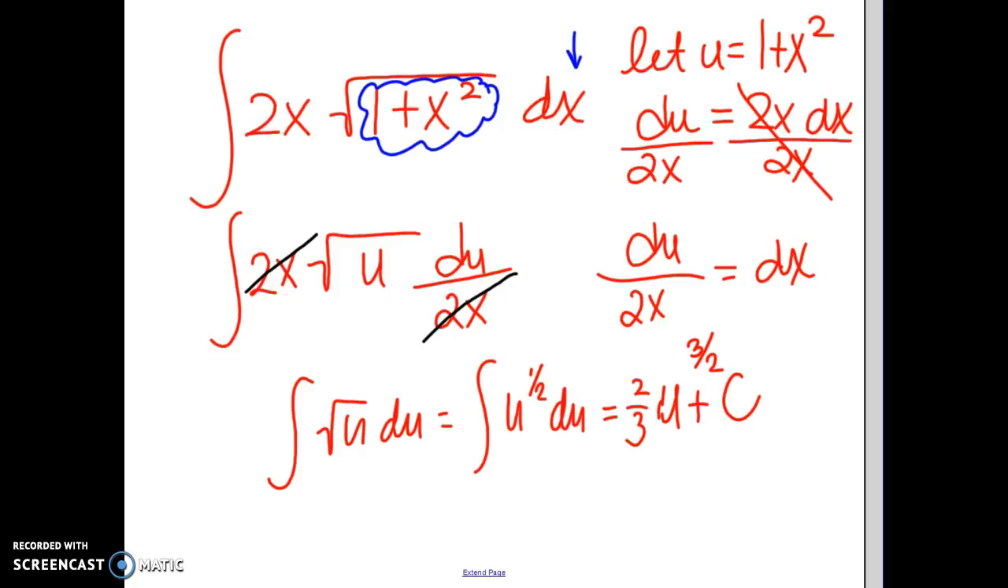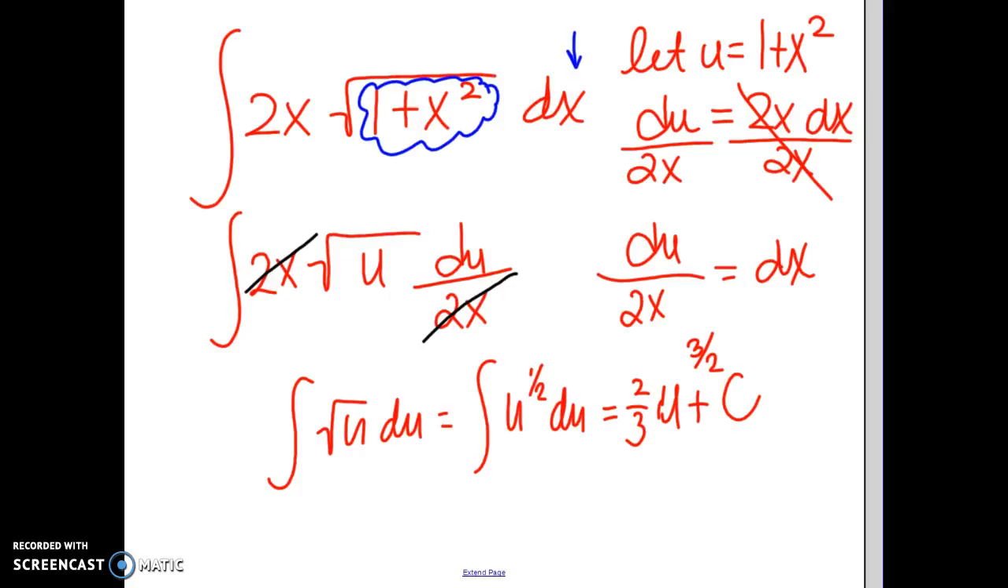Remember, indefinite integrals don't have an interval. An indefinite integral is a function. I'm undoing the power rule, so I add 1 to my exponent. We're doing the antiderivative right there.